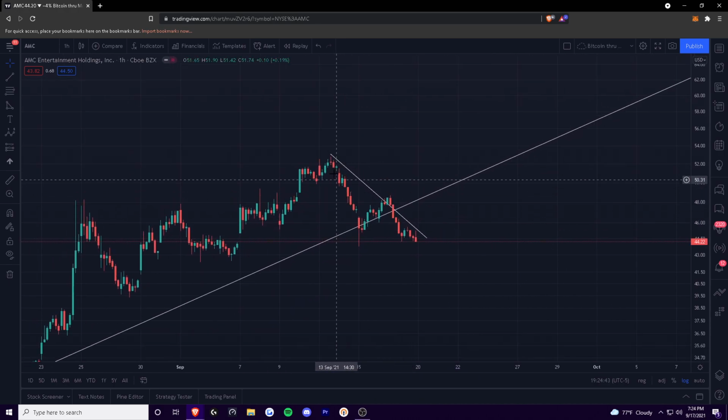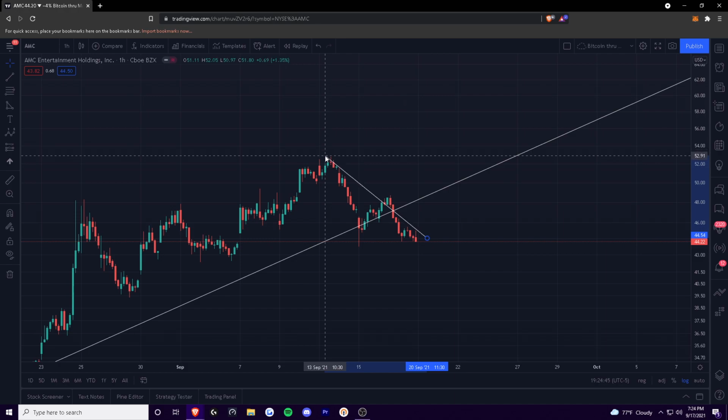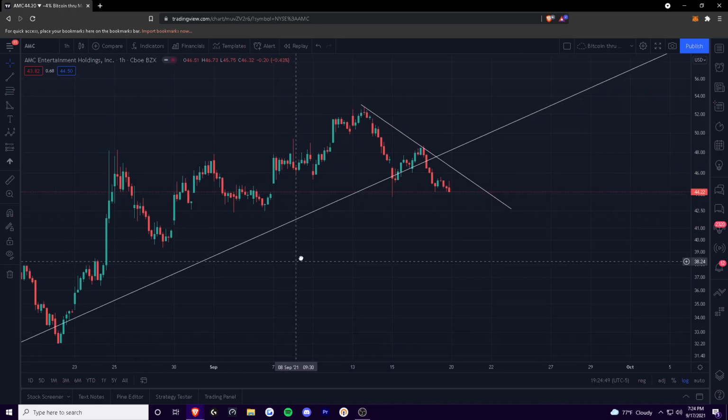Why is this not working? Why is my measurement so far off? Oh, you know what? Because I probably did it with daily first, huh? Yeah, so something like that.